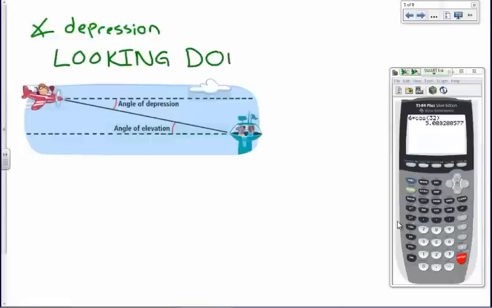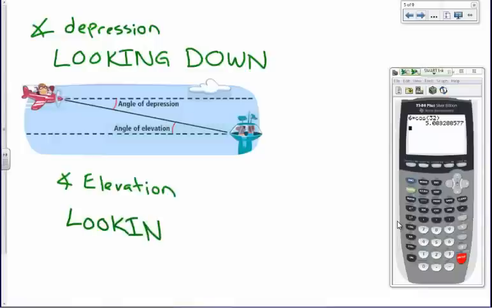Similarly, the angle of elevation is created when I look straight out and then I look at something that is above me. Maybe it's a mountaintop, maybe it's a plane, maybe it's the top of the barn. Either way, the angle of elevation, I'm looking at something that's at a higher elevation. In other words, the angle of elevation is created when I look up from that straight line of view.